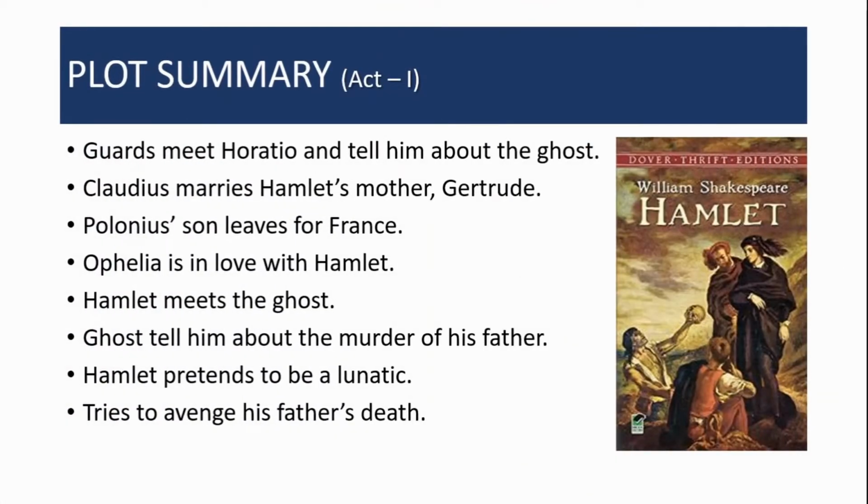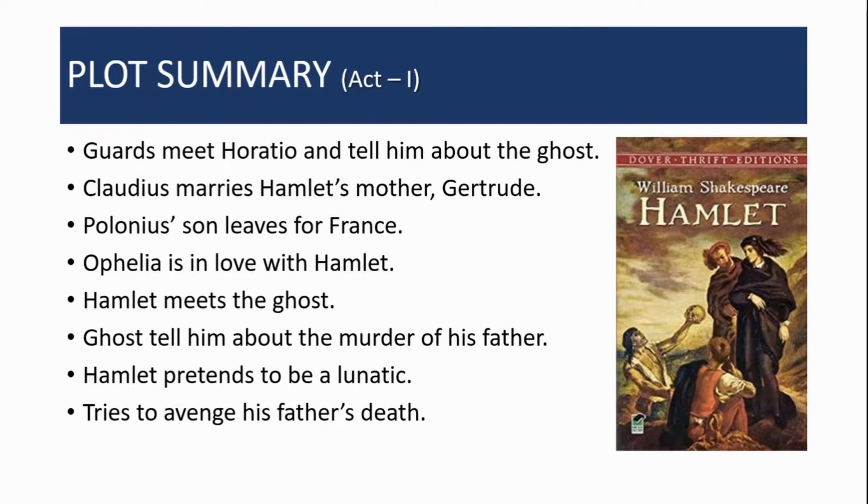Act 1. Late at night, guards of Denmark's Elsinore Castle meet Hamlet's school friend, Horatio, and tell him that they have witnessed a ghost in the castle that resembles the late King of Denmark, Hamlet's father. Meanwhile, coincidentally the ghost reappears. Both the guards and Horatio decided to narrate the event to Hamlet.